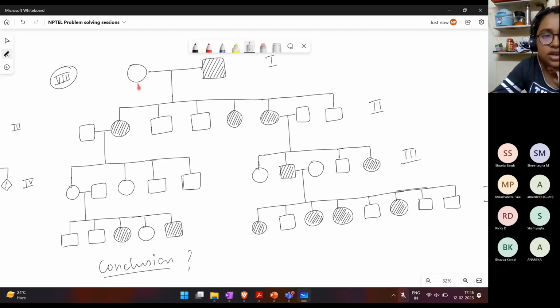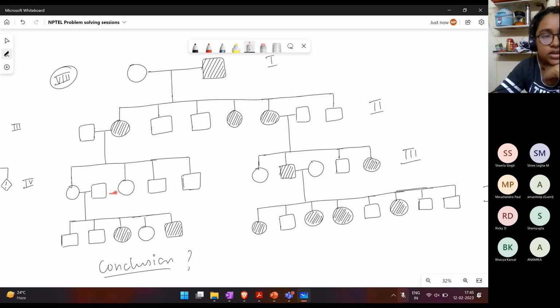Mother is again having XX. So if the defective gene is present in the X chromosome from the father, and if that defective gene is dominant, then only it will get expressed in the daughters. So from this, I'm also guessing that it will be X-linked dominant type of pattern of inheritance.